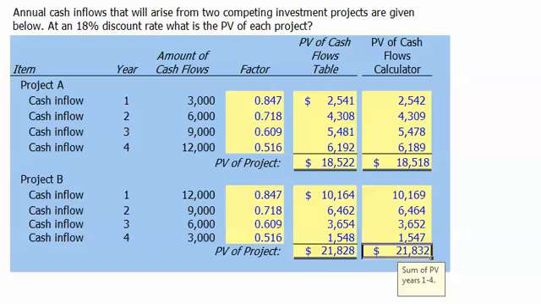Again, notice the present value of project B is higher than the present value of project A because the earlier cash flows are larger for project B. That increases its overall present value. We would select project B.